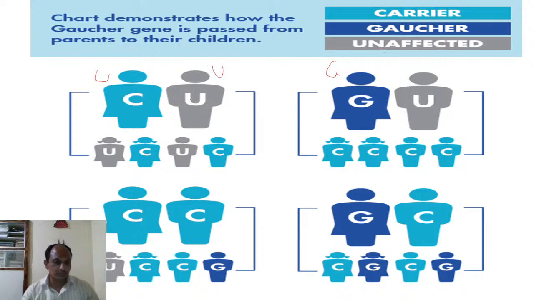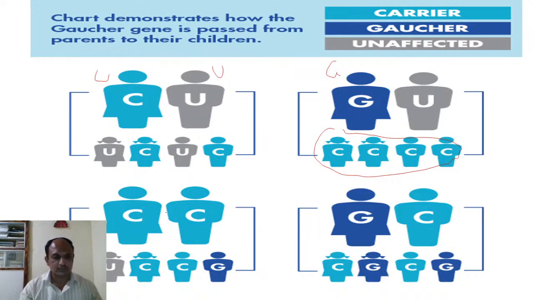Okay, so if a marriage takes place between a person who is a carrier and another one who is unaffected, then in such parents, 50% of progenies are unaffected and 50% of progenies will be carriers. Then in the case of parents where one is suffering from Gaucher disease and another one is unaffected, all these progenies are carriers, or they have the genes here, but they are asymptomatic.